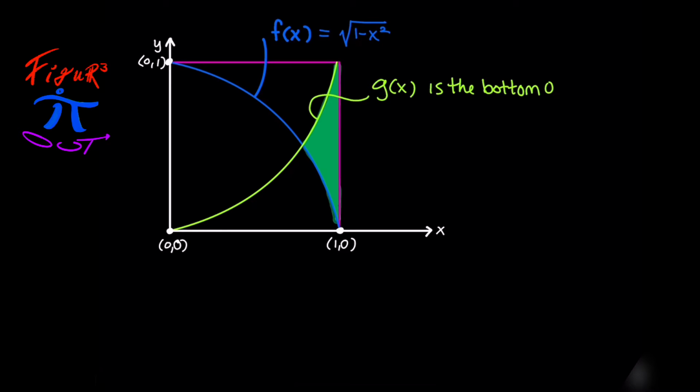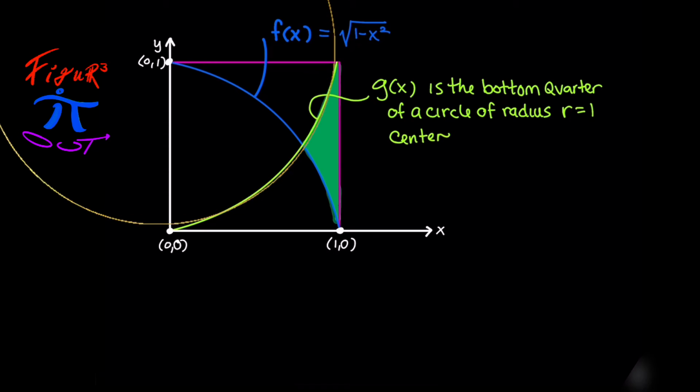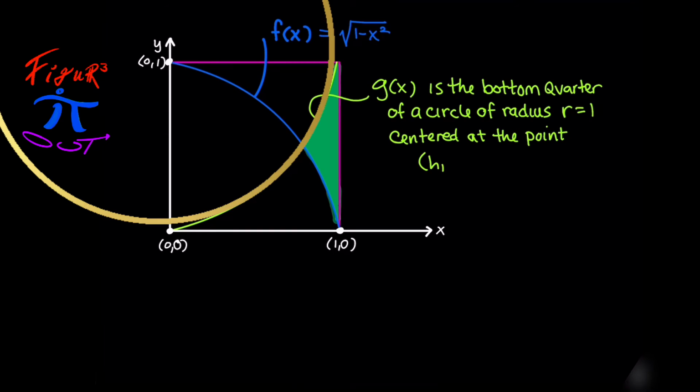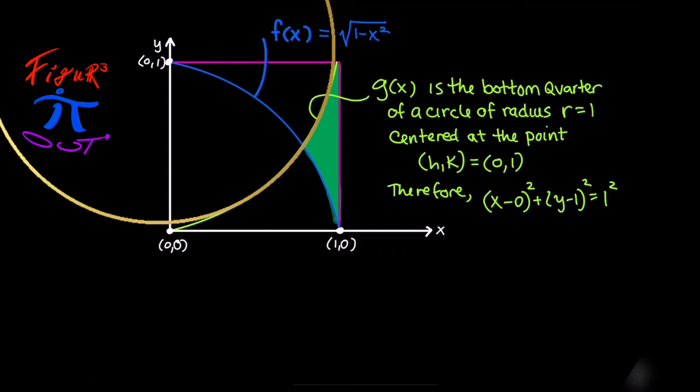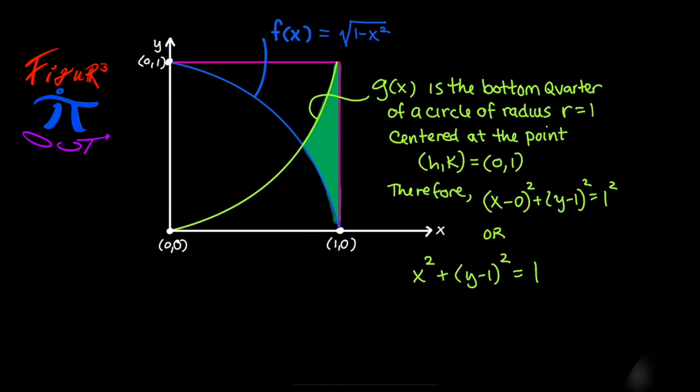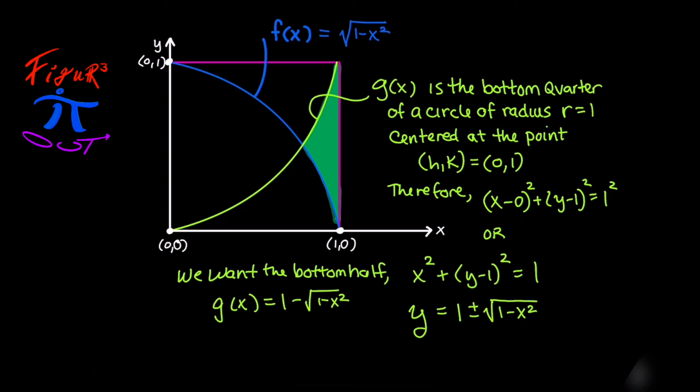Now g of x is the bottom quarter of a circle of radius 1 as well, but it has a center which is the point (h, k) of (0, 1). So using the formula for a circle, we get the formula for this particular circle to be x squared plus (y minus 1) squared equals 1. Now solving this particular equation for y and using the bottom half of the circle that we're interested in, we're going to get g of x to be equal to 1 minus the square root of 1 minus x squared.